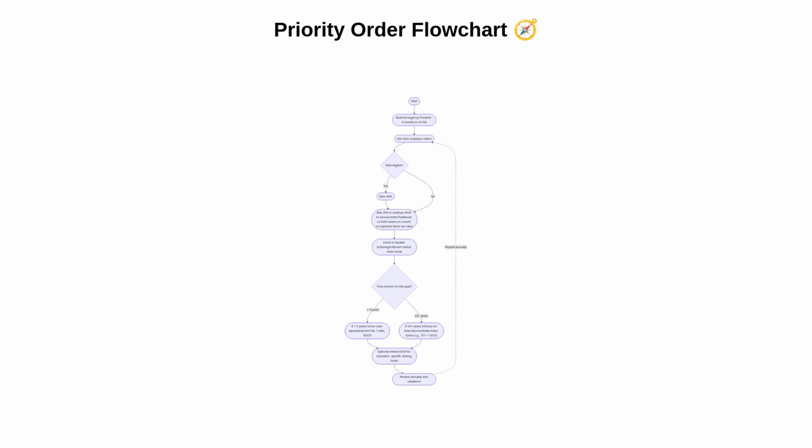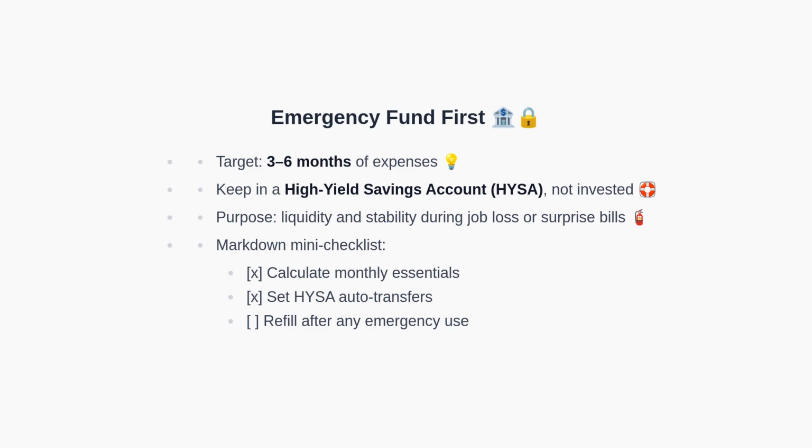With the roadmap in place, let's zoom into the foundation, the emergency fund. Your first non-negotiable priority is an emergency fund covering 3 to 6 months of essential expenses. Keep it in a high-yield savings account rather than investing it. The point is liquidity and stability, not returns. Calculate your core monthly costs, automate transfers into the HYSA, and, if you ever draw from it, replenish it promptly.